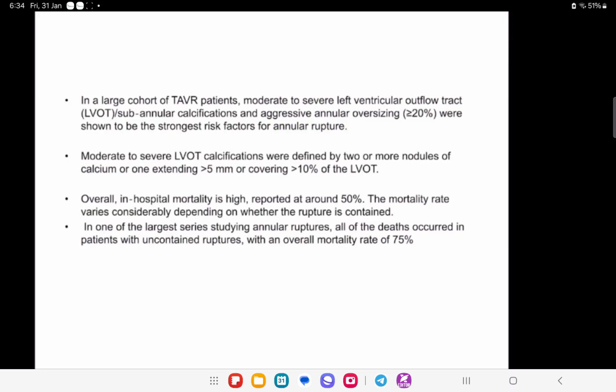The overall in-hospital mortality is high, reported around 50%. The mortality rate varies considerably depending on whether the rupture is contained. In one of the largest series studying annular ruptures, all the deaths occurred in patients with uncontained ruptures, with an overall mortality rate of 75%.